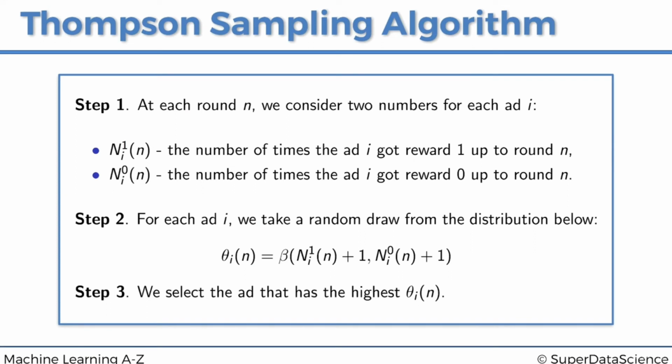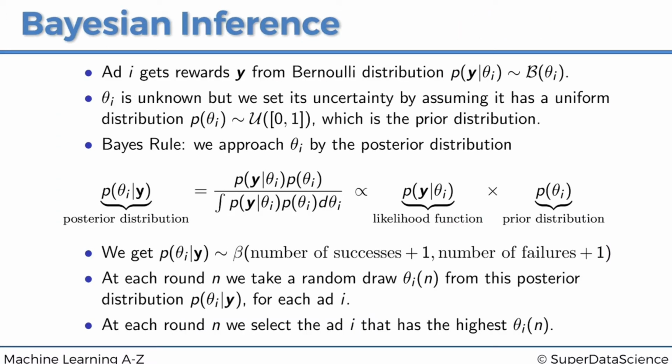So step 2 is, for each ad i, we take a random draw from this distribution below, which is the beta distribution. And why is that? It's because we have two important assumptions here, which are related to Bayesian inference. The first assumption is this first line here. We suppose that each ad i gets rewards from a Bernoulli distribution of parameter theta i, which is the probability of success. You can picture this probability of success by showing the ad to a huge amount of users, like 1 million users, and theta i could be interpreted as the number of times the ad got reward 1, that is the number of successes, divided by the total number of times we selected the ad, that is 1 million. So basically theta i is the probability of success, that is the probability of getting reward 1 when we select the ad. And so the assumption is that each ad i gets rewards 0 and 1 from this Bernoulli distribution of parameter theta i, which is the probability of success.